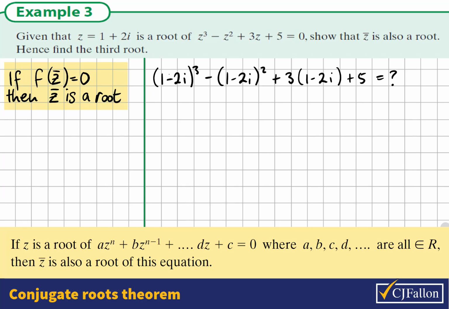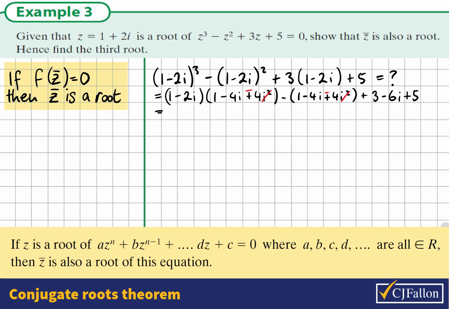The z cubed means z by z squared, so it's 1 minus 2i multiplied by z squared. And when you square a binomial, you square the first thing, that's 1 squared, multiply the two terms and double it, and square the last term. Then we're taking away from this, again the same thing, 1 minus 2i squared. So we've already done the work on that. It's 1 minus 4i plus 4i squared. And remember, i squared is negative 1. And then we multiply 3 by 1 and 3 by negative 2i, and we have 5.